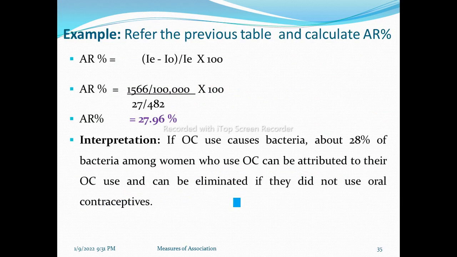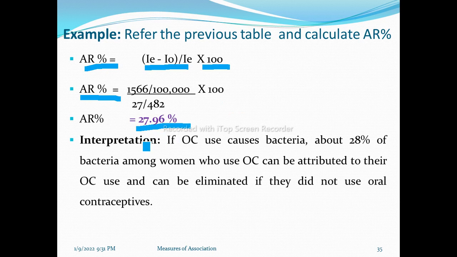So refer to the previous table and calculate attributable risk percent. Attributable risk percent is incidence in exposed minus incidence in non-exposed over incidence in exposed times 100. So in the previous example, 1566 per 100,000 over 482 times 100 gives 27.96%. This is an example taken from bacteriuria and oral contraceptive use.